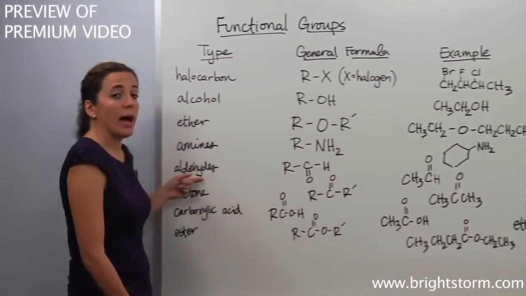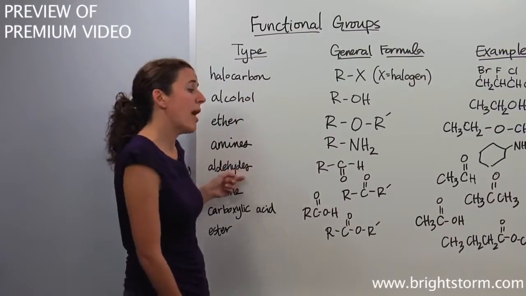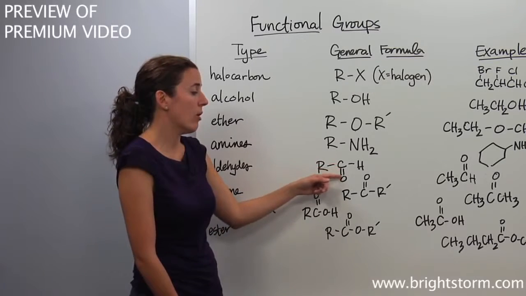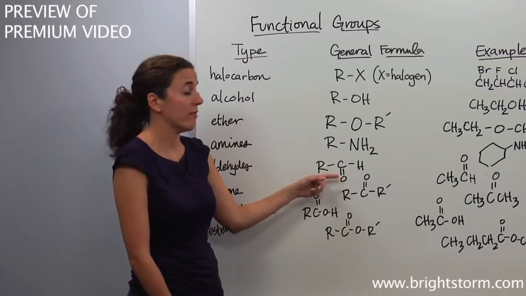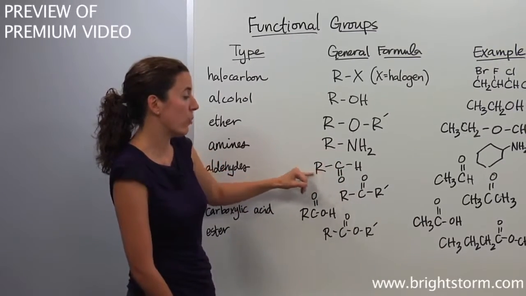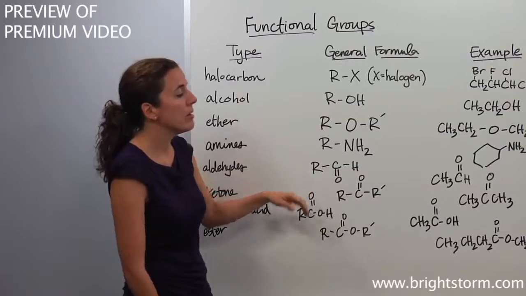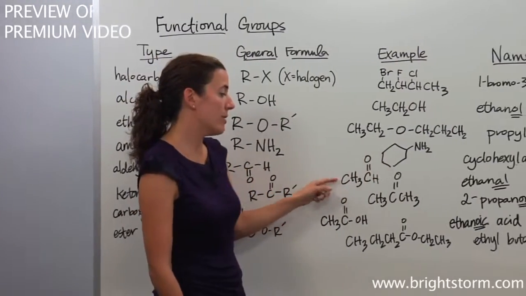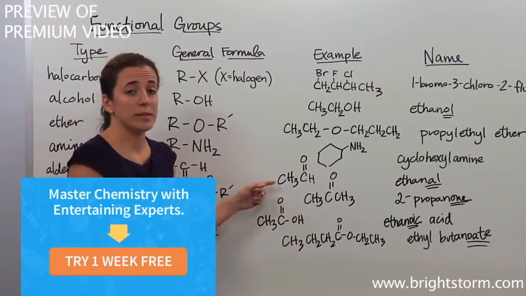Another one we have are aldehydes. You might be familiar with aldehydes. Aldehydes have a parent group and a carbon double bonded to an oxygen at the very end of the chain. So this will always occur at the very end of the chain. We only have one side that has a parent group. Here's an example right here of an aldehyde. This is ethanal.